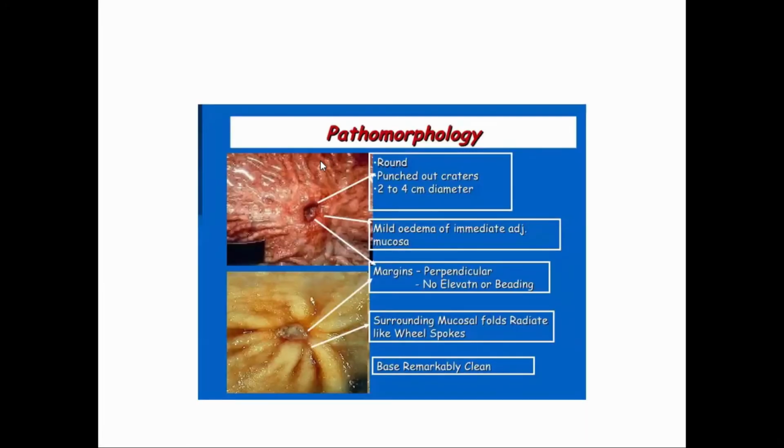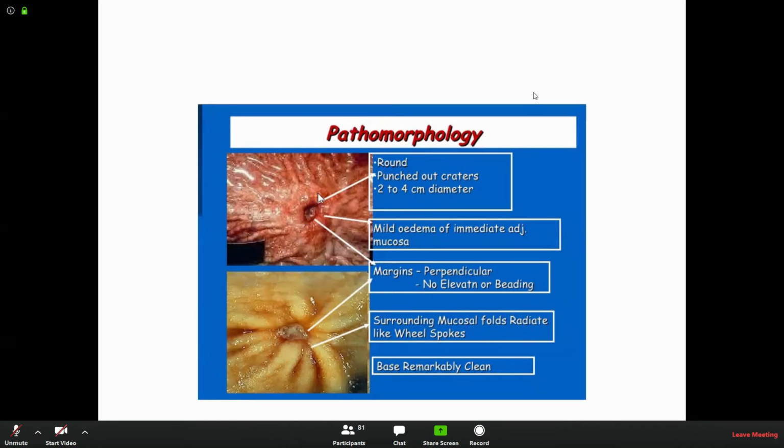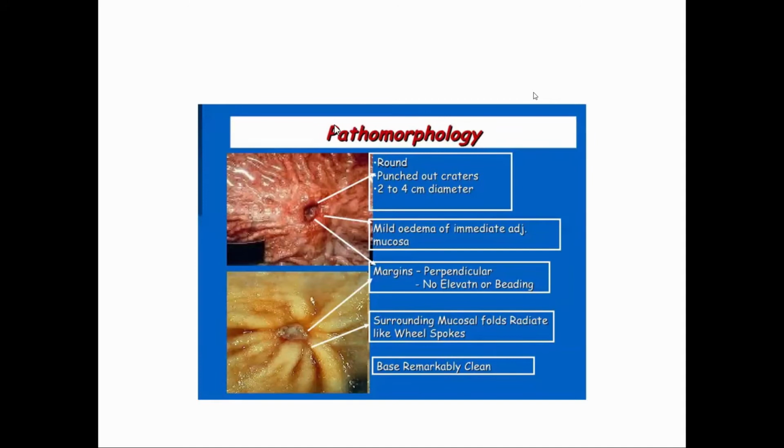Now these are the pictures. See, this is round, oval, well circumscribed, with punched out edges. These are the mucosal folds radiating from the ulcer margin. See another one showing the same thing. These are mucosal folds, this, this, this. And the margin should not be raised; it should be undermined. It should not be up. And the base is generally very clean. So all those features are here.